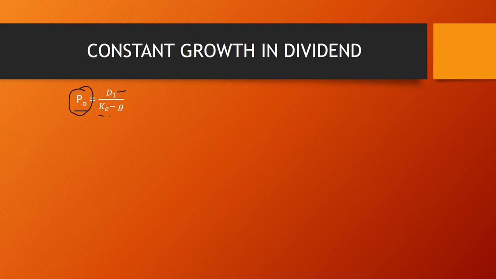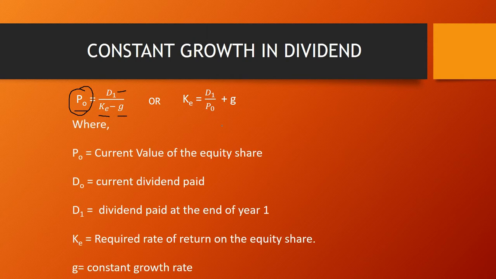KE is cost of equity and G is growth rate. And you have to remember, growth rate will always be in decimals. Or what I can do, I can cross multiply and write this formula like this: KE equals D1 upon P0 plus G, where P0 is the current value of the equity share, D0 is the current dividend paid, D1 is the dividend paid at the end of year 1, KE is the required rate of return and G is the constant growth rate.